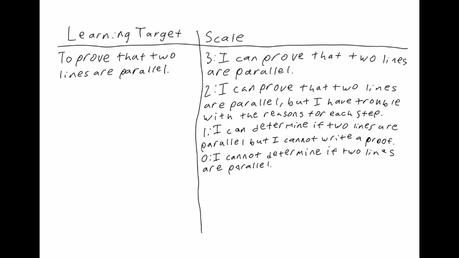and it's going to be using what's called a two-column proof. The scale for this lesson is a 3. You can prove that two lines are parallel. 2, you can prove that two lines are parallel, but you have trouble with the reasons for the step, the explaining why. 1, you can determine if two lines are parallel, but you can't write a proof. And 0, you cannot determine if two lines are parallel.